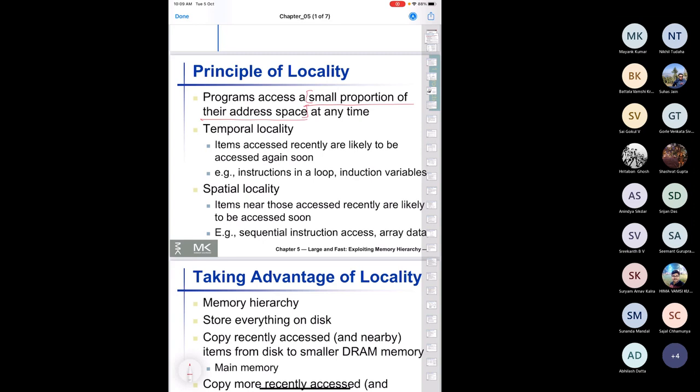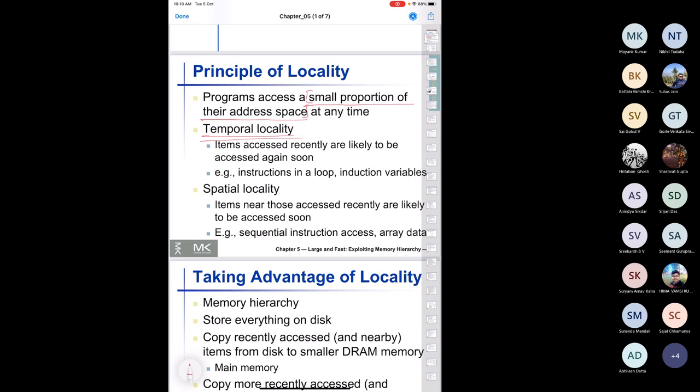Two types of localities exist. One is called temporal locality and the other is called spatial locality. What is temporal locality? That the items which have been accessed recently are likely to be accessed again soon. This is the way human beings write programs. Such constructs are very, very common, for example, instructions in a loop, induction variables, etc.